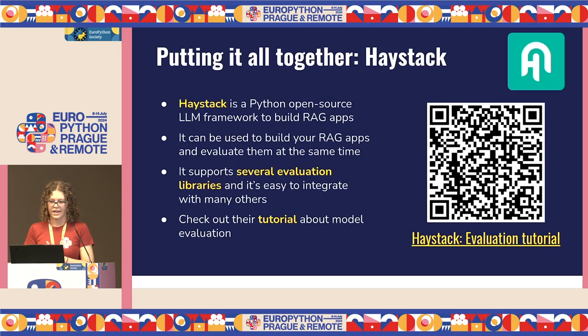Next, for the example that I wanted to show you real quick, I'm using this framework called Haystack. Haystack is a Python open source framework that can be used to build RAG applications. The good part about this one, like other LLM frameworks, is that you can use it to build your RAG application and evaluate it at the same time. It's nice that several evaluation libraries are already integrated, and you can also integrate your own fairly easily. So it's a pretty nice framework.